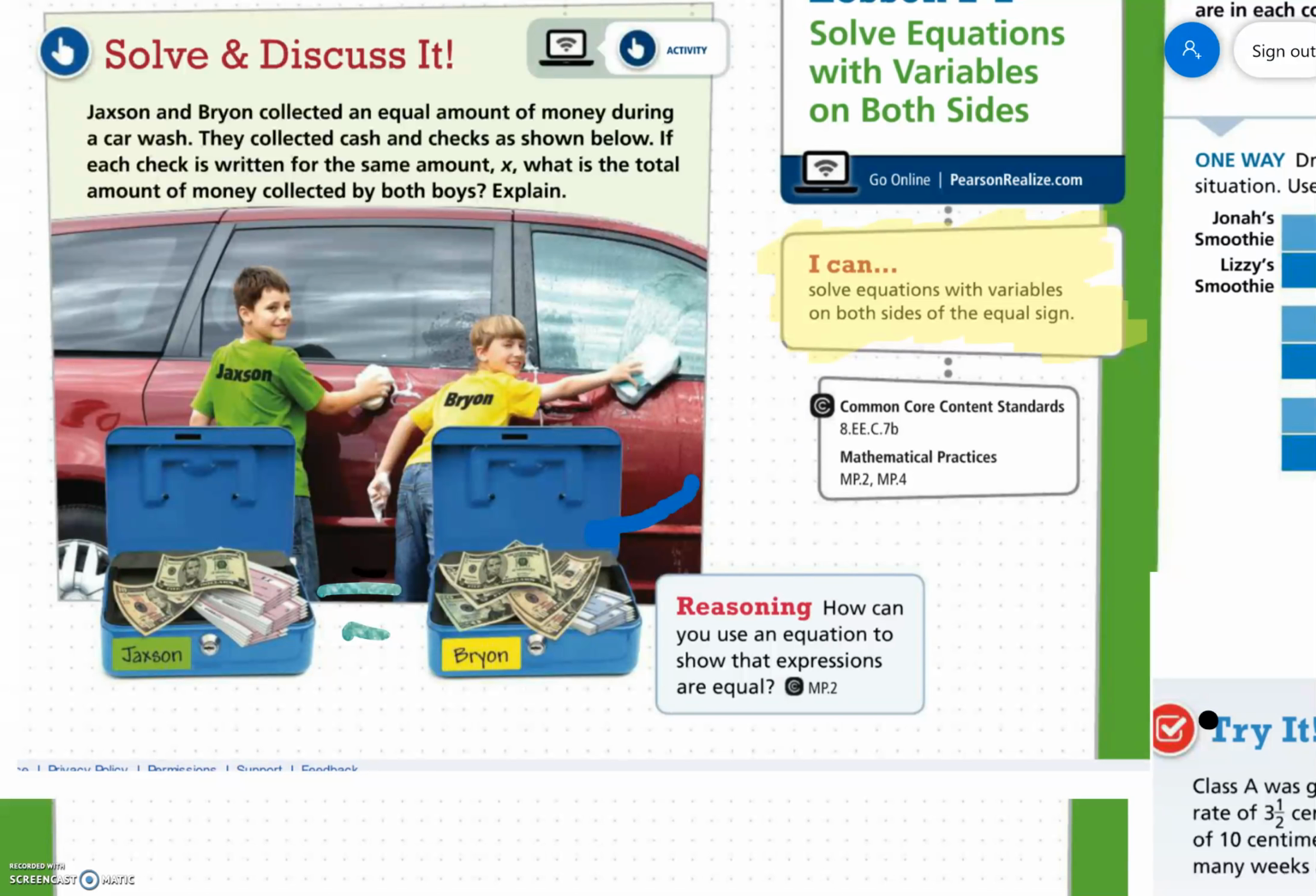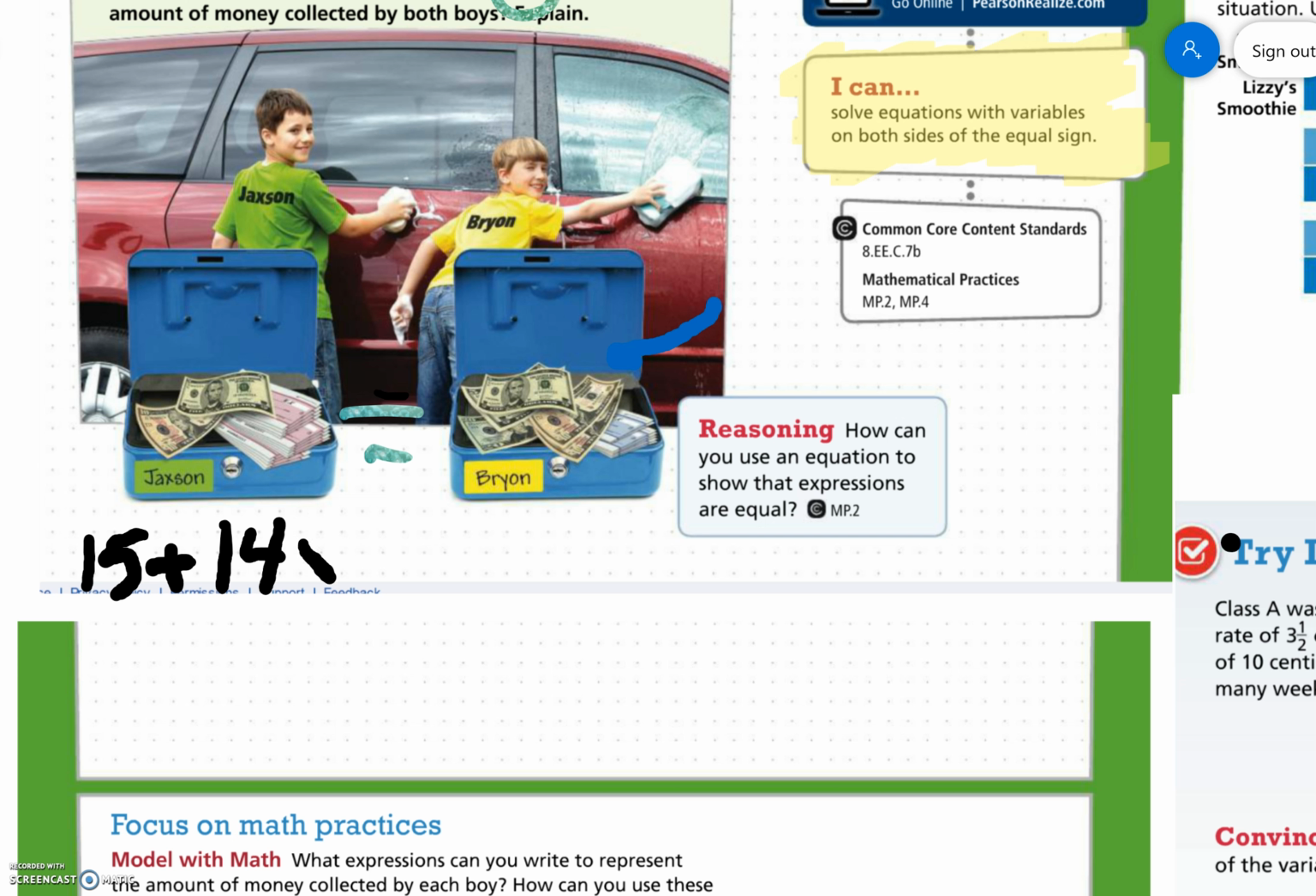He has a 10 and a 5. And then let's count to see how many checks he has. 1, 2, 3, 4, 5, 6, 7, 8, 9, 10, 11, 12, 13, 14. So he has 14 checks. We don't know how much each check is worth. We just know that it's worth X amount.